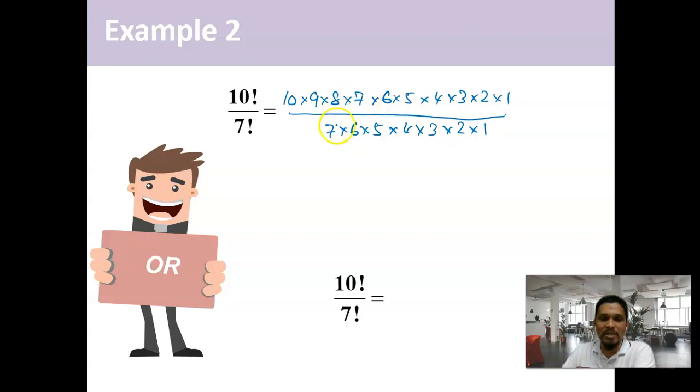So look at this one now. We have 7 divided by 7, 6 divided by 6, 5 with 5, 4 with 4, 3 with 3, 2 with 2, and 1 with 1. Meaning all of this we can simplify because they are divided by themselves. So finally we get 10 times 9 times 8, which is equal to 720.